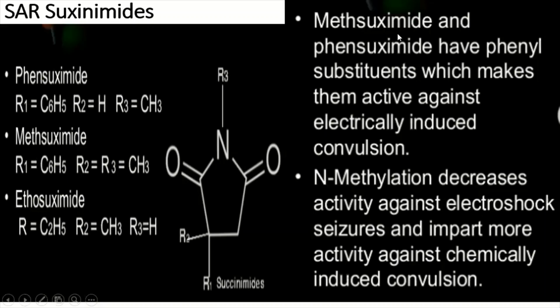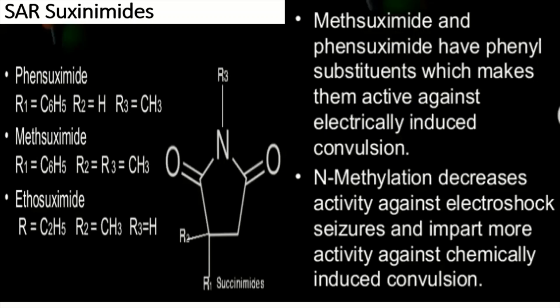Metsuccinimide and phensuccinimide have a phenyl substitution, which will make them active against electrically induced convulsion. I told you before that convulsions can be induced by drugs, chemicals, or by electrically induced convulsions, the electroshock method and so on. So the phenyl substitution increases the potency.